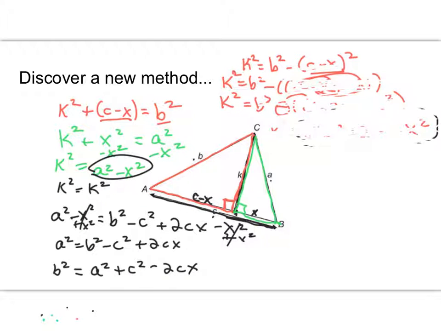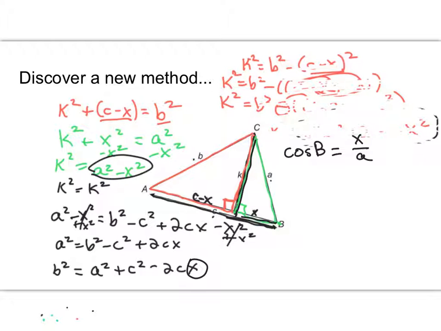Okay, back to the pencil. Over here, you'll see that I still have x. I want to try to get rid of x. If you look over here at this triangle, I could say that cosine of angle b equals adjacent over hypotenuse. So that's x over a.